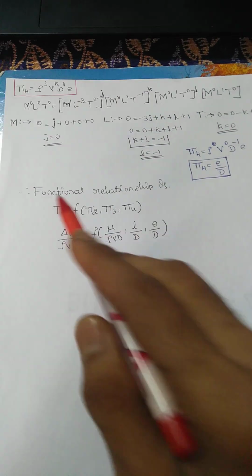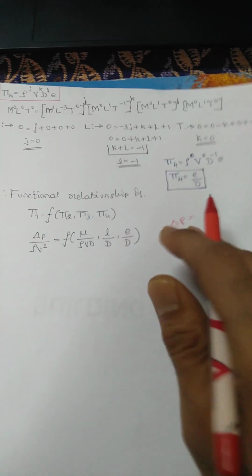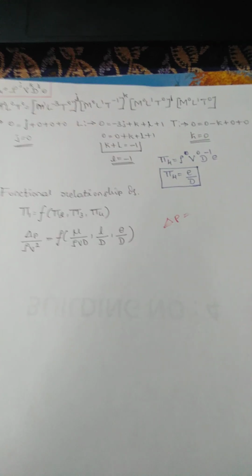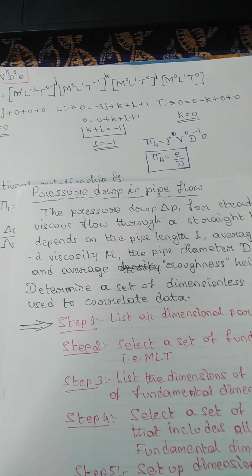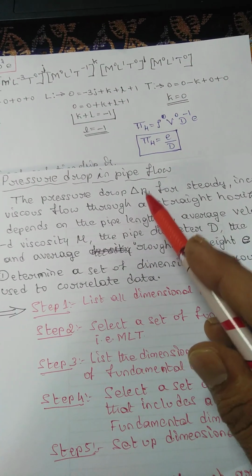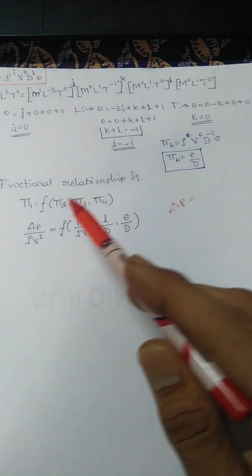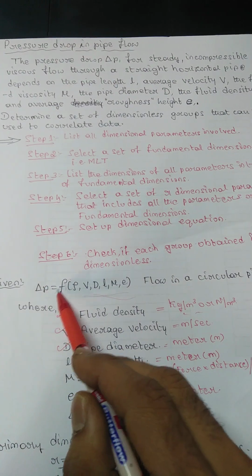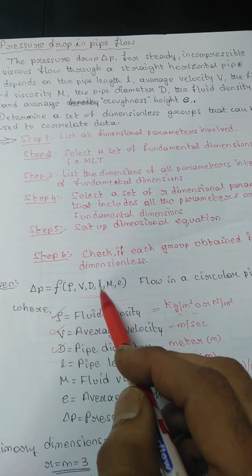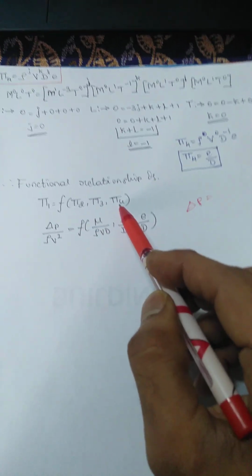Okay, so at the end, what you have to do is write the functional relationship. Here the delta p, that is the pressure drop or change in pressure in pipe flow, is what we wanted to calculate. So delta p is equal to a function of rho, v, d, l, mu, e. We have solved all these things, so pi 1 is equal to a function of pi 2, pi 3, pi 4.